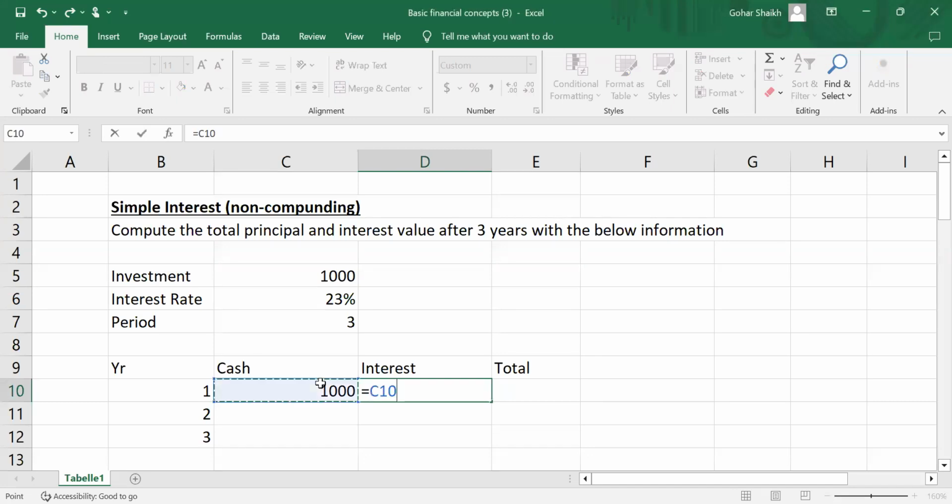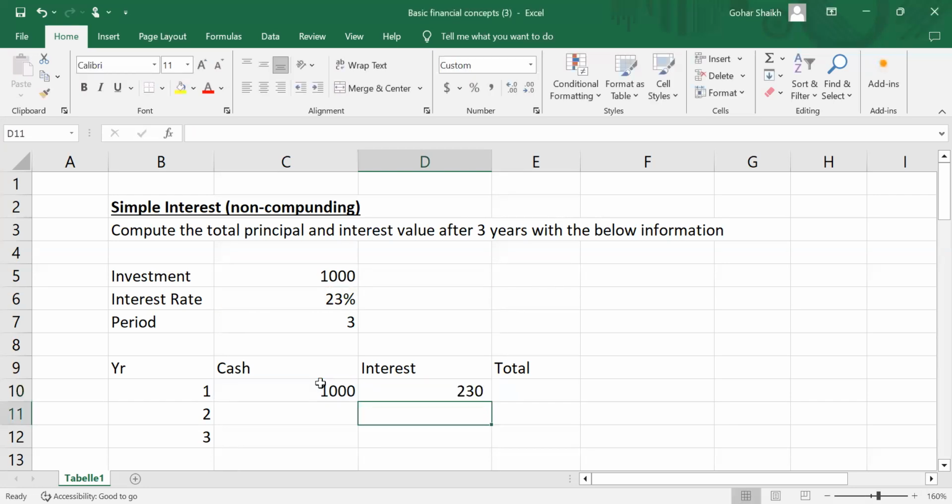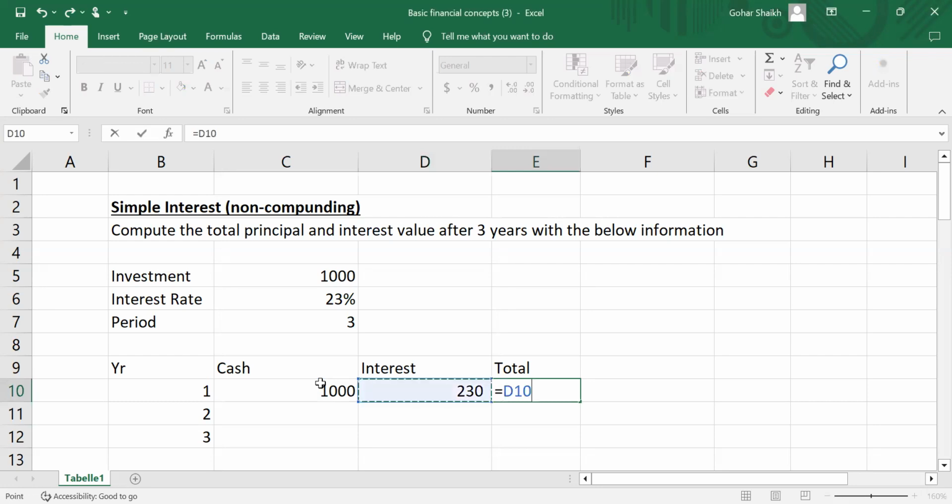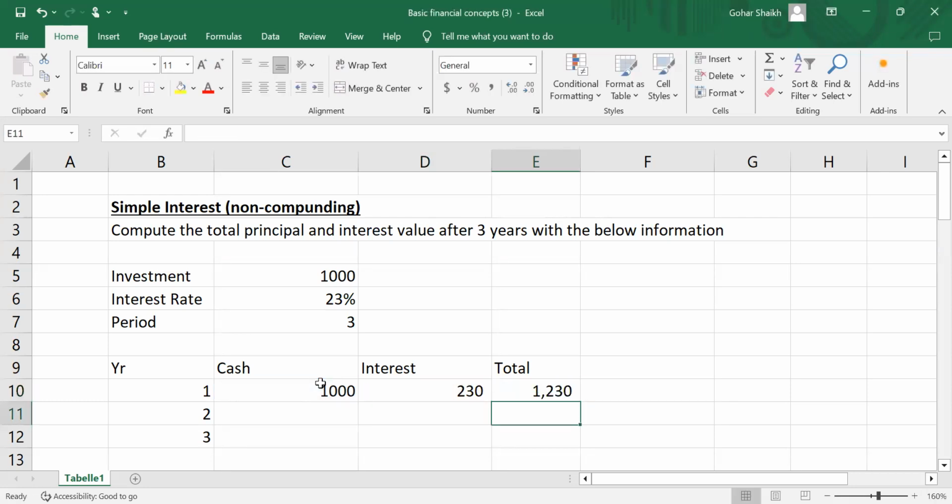So for year one, let's write the value cash as 1,000. Interest is going to be 1,000 multiplied by 23%. So it's 230. The total is going to be 1,000 plus 230, which eventually equals 1230.